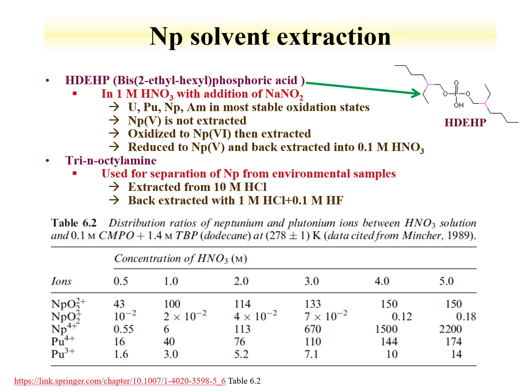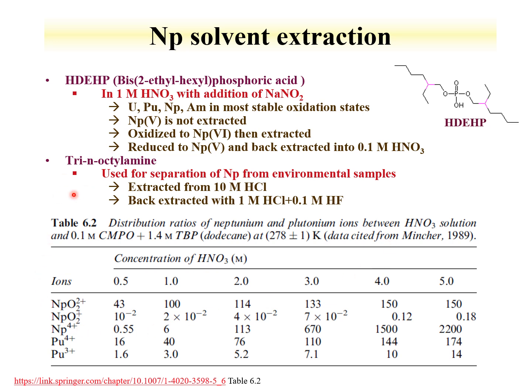In this case, with 1 molar nitric acid with the addition of sodium nitrite, the uranium, plutonium, neptunium, and americium go into the most stable oxidation states. In this case, neptunium-5 is not extracted. So we get oxidized material, we can extract, and then if neptunium is reduced back to the 5, it can be back extracted into 1 molar nitric acid. Trioctylamine is also used, and this has been exploited for separation of neptunium from environmental samples, where you can extract the neptunium in 10 molar HCl, and then back extract it with weaker HCl and a little bit of HF.